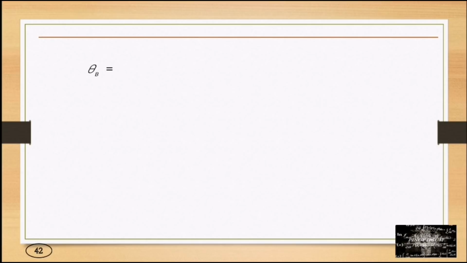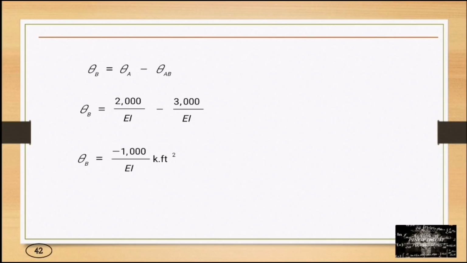So our theta B is equal to theta A minus theta AB. Theta A is equal to 2,000 over EI, minus theta AB, 3,000 over EI. So theta B is equal to negative 1,000 over EI. In kips-feet squared, theta B is equal to 1,000 times 1,000 times 12 raised to 2 over EI.